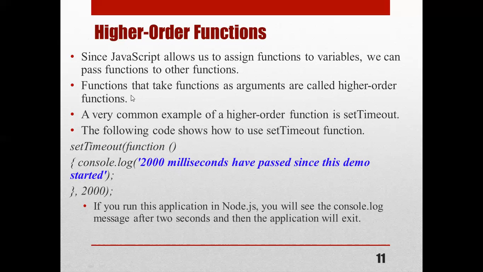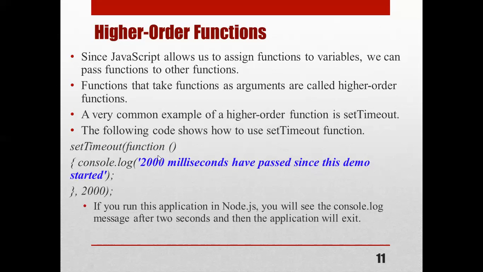Functions that take functions as an argument are called higher order functions. What are higher order functions? Functions that take functions as an argument. That means we pass a function as an argument to that function. A very common example of a higher order function is setTimeout. It is a predefined function, and as a parameter we pass a function to the setTimeout function.